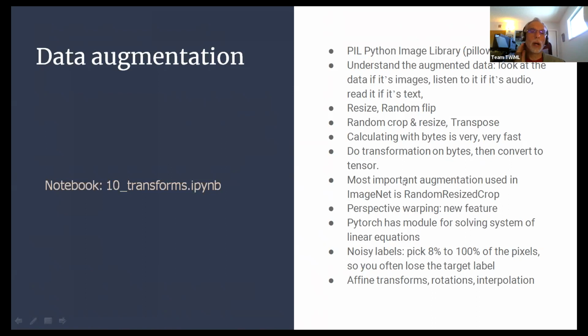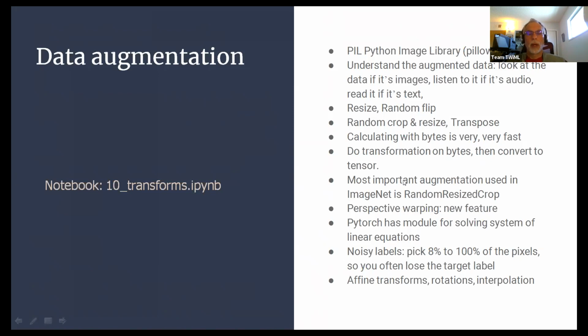But he says that the most important augmentation in ImageNet is random resize crop. So I guess that means you take the image and resize it, but I'm not sure you resize it to some random number. I think the randomness comes in with the crop. You crop it to some random number, and he says they usually pick between 8% to 100% of the pixels. So he points out that you can lose, a lot of times, the part of the image that would be associated with the label.